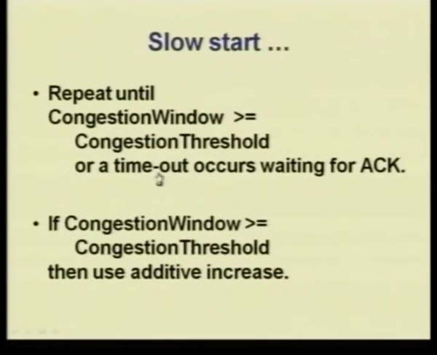Now if the congestion window becomes greater than or equal to the congestion threshold, you start using additive increase. That is, once I have identified a situation where I can't go on just doubling the amount of data I am sending into the network, because either a timeout has occurred or a congestion threshold has been reached, I start increasing the congestion window size in an additive manner.